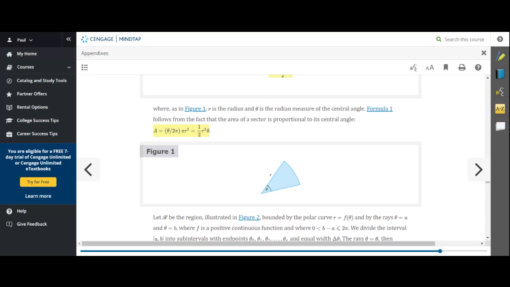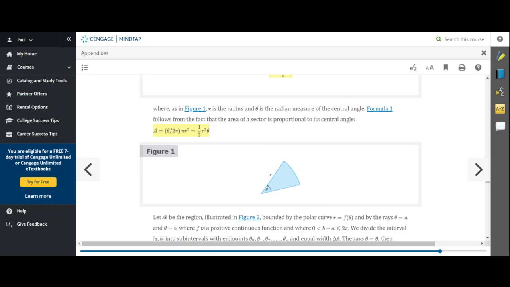Okay, so you're used to the area of a circle. The area of a circle is what? Area of a circle is pi times r squared. Well, in that highlighted area formula there, if you replace theta with 2 pi, then that area of a sector formula works for a circle. Area equals 1/2 r squared times 2 pi, which is pi r squared.